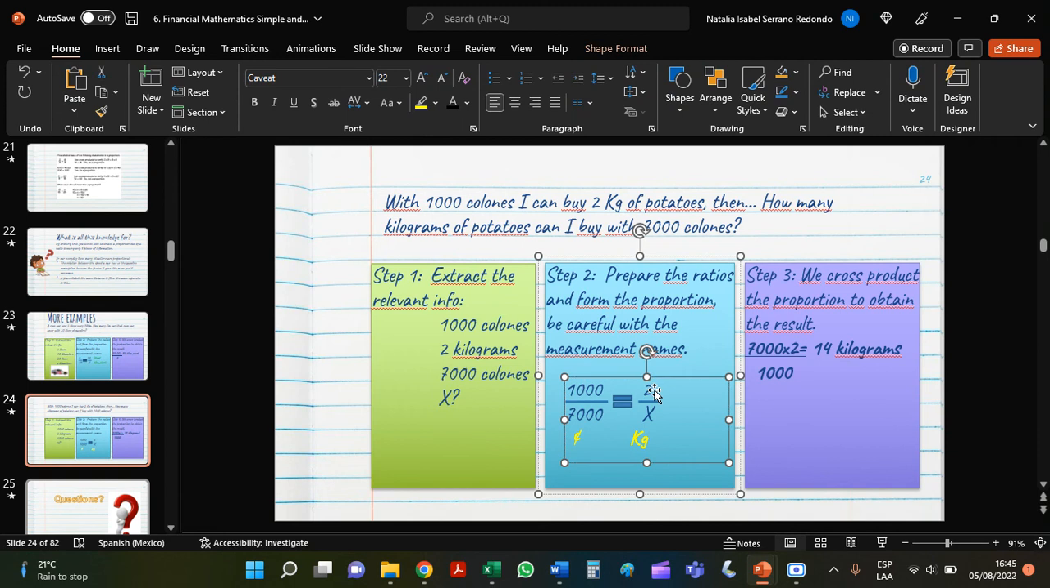1,000 gives me 2 kilos. 7,000 give me how many kilos? You can do it either numerator, denominator, or left and right. In here, you have the money. Over here, you have the kilograms. Step 3, we cross product the proportion to obtain the result. 7 times 2 divided by 1. It'll give you 14 kilograms. So with 1,000 colones, you get 2 kilograms, and with 7,000 colones, you get 14 kilograms.